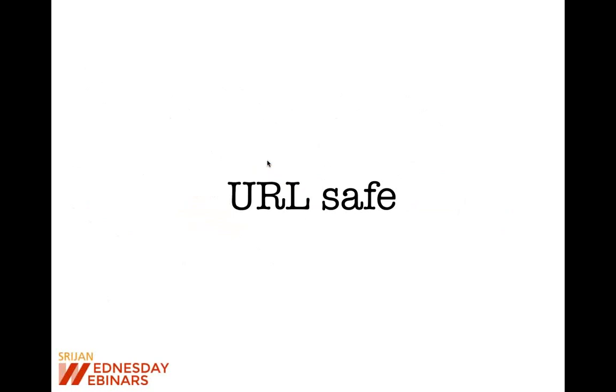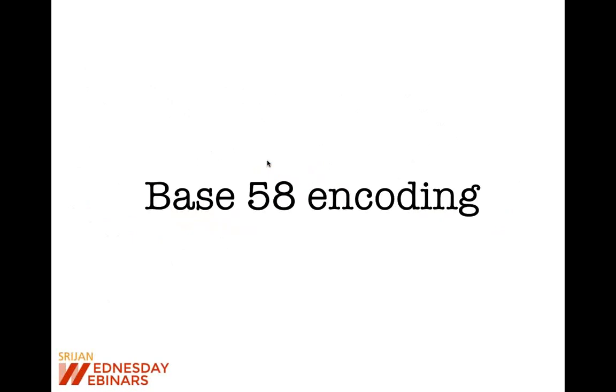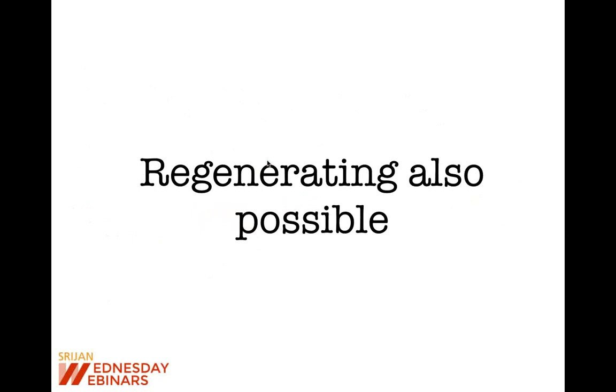These tokens are URL safe, so you can use them as part of your emails. You can send them to users, the user can click them, and you can verify those users based on those tokens. Then you can also expire them based on some timestamp. These are also fixed length strings, so it is not like any random kind of thing is happening. They are base 58 encoded, so there is a guarantee that they're fixed length.